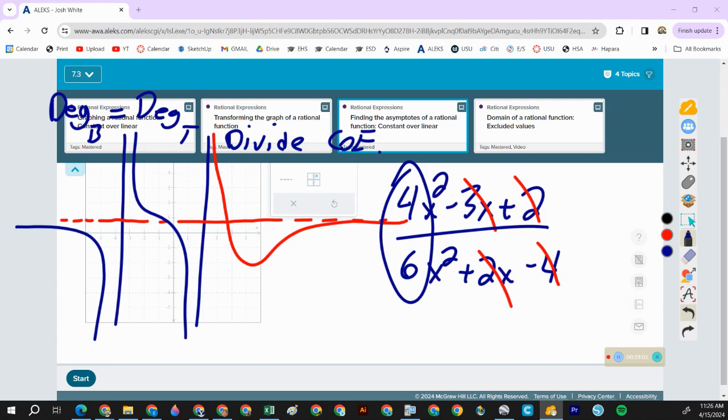What if the top is stronger than the bottom? Then you don't have an HA, you have a slanted asymptote. So it's possible to have a graph where you have a slanted asymptote. So it could look something like that. Okay, we'll get to those later. So what you need to remember today is, if the bottom has a stronger exponent than the top, the HA is 0. If the bottom and the top have the same degree, then the HA is whatever the ratio of those leading coefficients is.